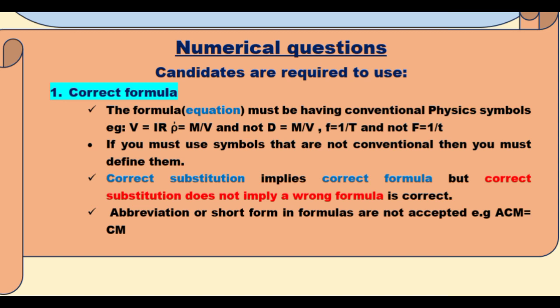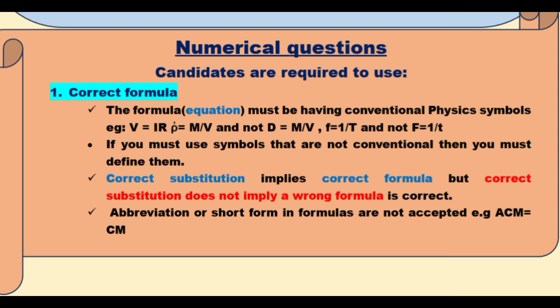But if the formula you write is wrong, then you substitute correctly in the wrong formula, definitely the whole thing will be wrong. In other words, the substitution cannot justify the wrong formula. Abbreviations or short form in formulas are not accepted. For example, you can say ACM, in other words anti-clockwise moment, for instance, equals CM, clockwise moment. Those kind of abbreviations are not accepted. So you must confine yourself to the right formula and the correct conventional symbols.